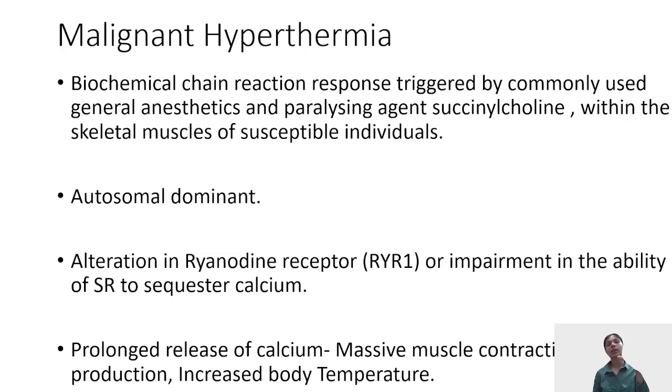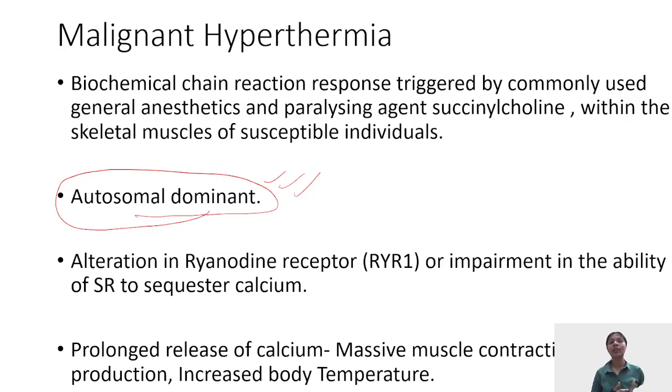Lastly, and one of the most importantly asked, is malignant hyperthermia. I'd like to give you a brief outlook about this topic. When we talk about malignant hyperthermia, there are certain key questions which are asked. The first: it is an autosomal dominant reaction. That is one of the reasons why, when we take the pre-anesthetic checkup of the patient, we always ask about the anesthesia history of the patient or the family members, because malignant hyperthermia is autosomal dominant.